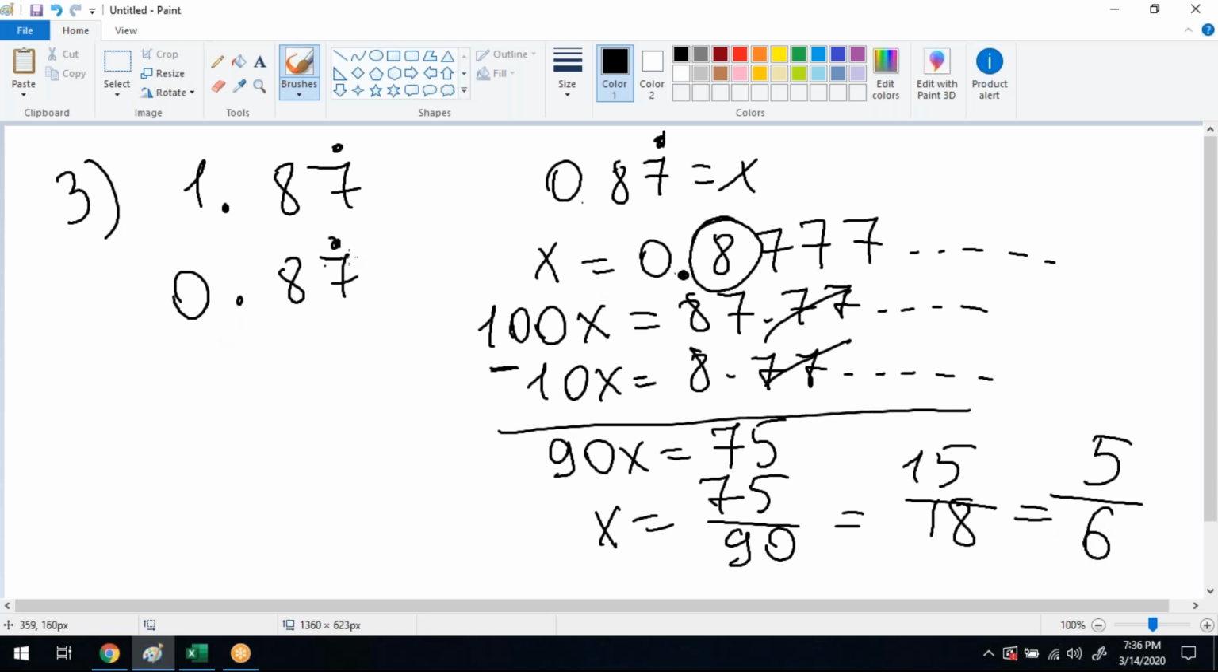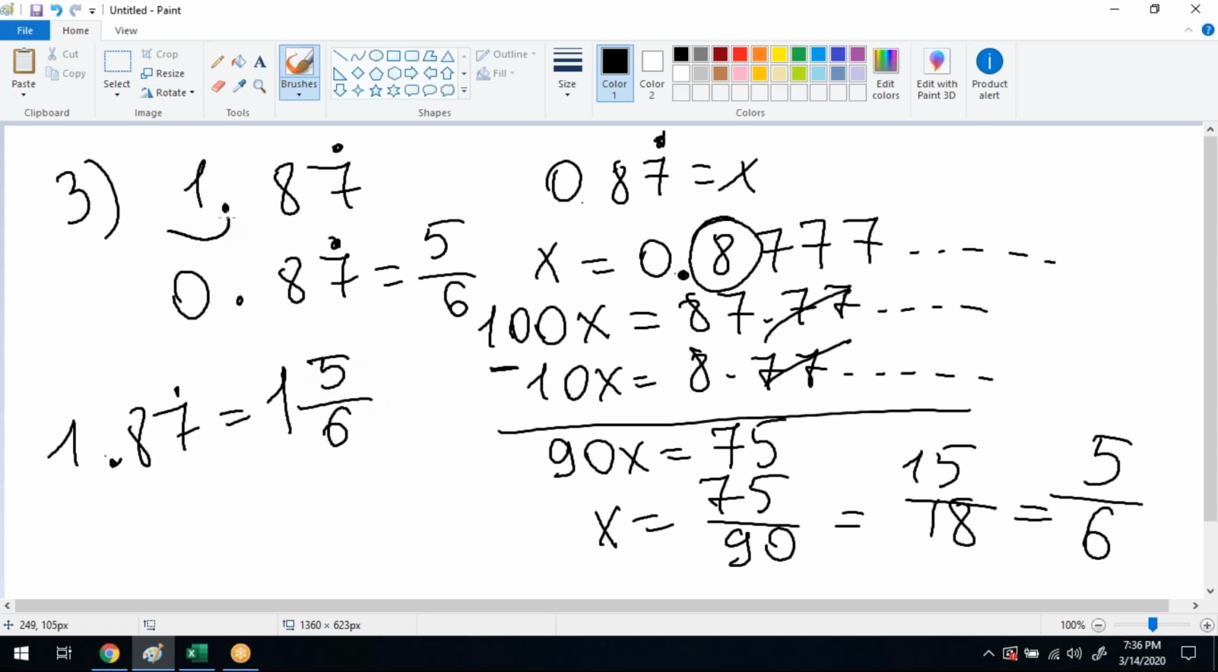So that means that this is 5 over 6. But I have 1.87, so in this case I just have to add this 1 as a whole part to my fraction. So it will be just 1 and 5 over 6. It doesn't matter which number I have here, I will still solve it as a number with 0 whole part and then just add this whole part here. If I had 7 here, I would write 7 here. If I had 10 here, I would write 10 here. So that's how it goes. I hope you understand this topic and good luck.